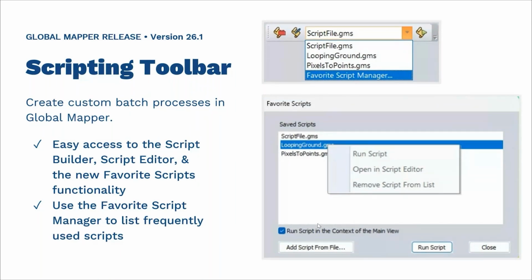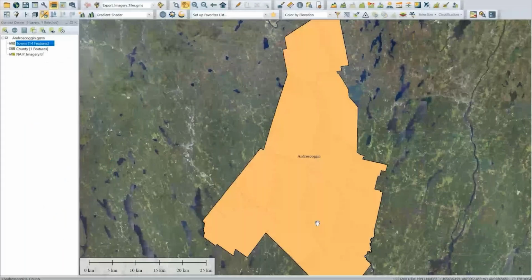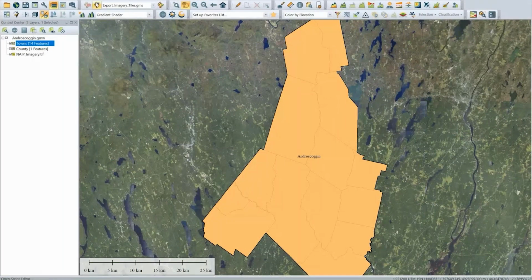And then the new functionality that we've added, also accessible from the scripting toolbar, is the favorite scripts. This allows you to quick run some scripts that you've saved to your favorite scripts in Global Mapper. To better describe this, I'm going to flip over to Global Mapper, where I've just got some data loaded, vector with a little raster data, and we're going to explore this scripting toolbar.